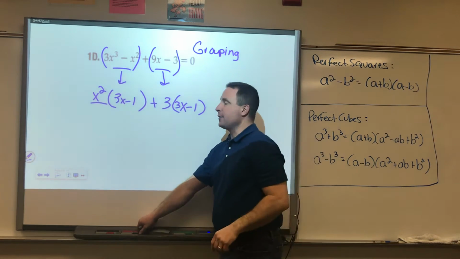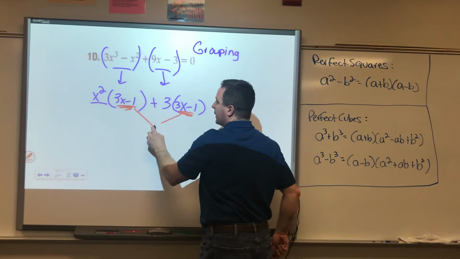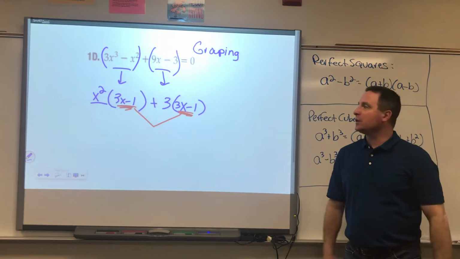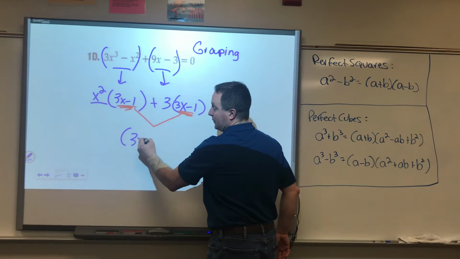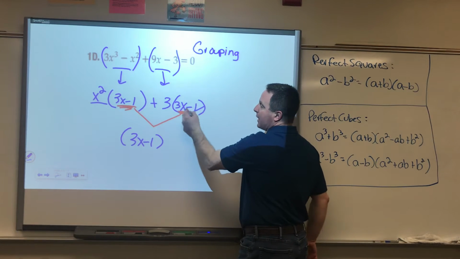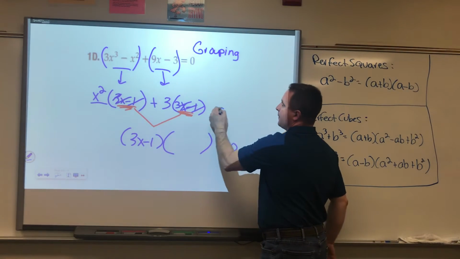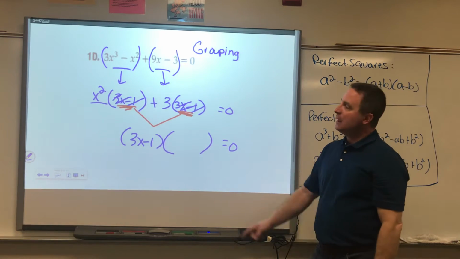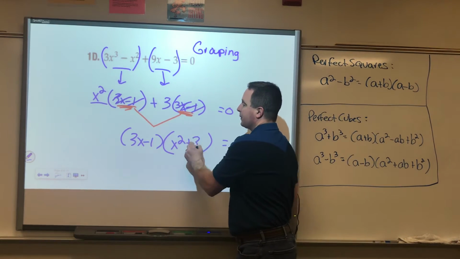Okay? And if you remember with grouping, the thing we're looking for is a common expression that they have in common. And you can see that both of those have a 3x minus 1 in common. So I'm going to factor that out. I'm going to take that away from each of those. And see what's left over. If you see what's left over, I have an x squared plus 3.